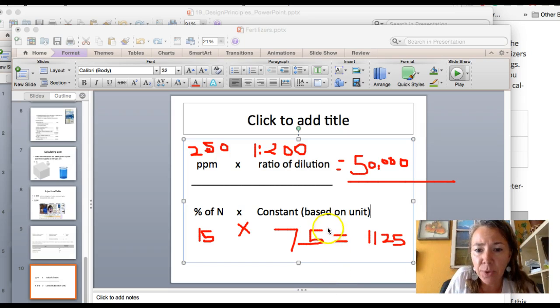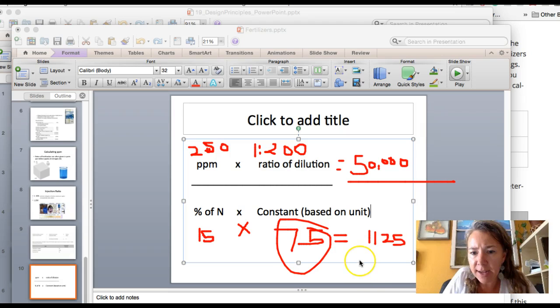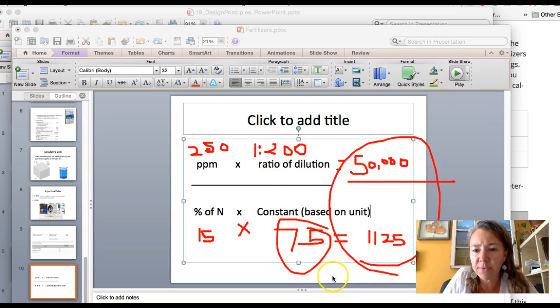Keep in mind that unit is going to be based on your constant. So if I've used pounds, my unit will be in pounds. So I'm going to end up with, when I divide 50,000 by 1125, about 44.5 ounces of this particular fertilizer, my 15-15-15, that I'm going to add to create my volume in my actual fertigation tank here.